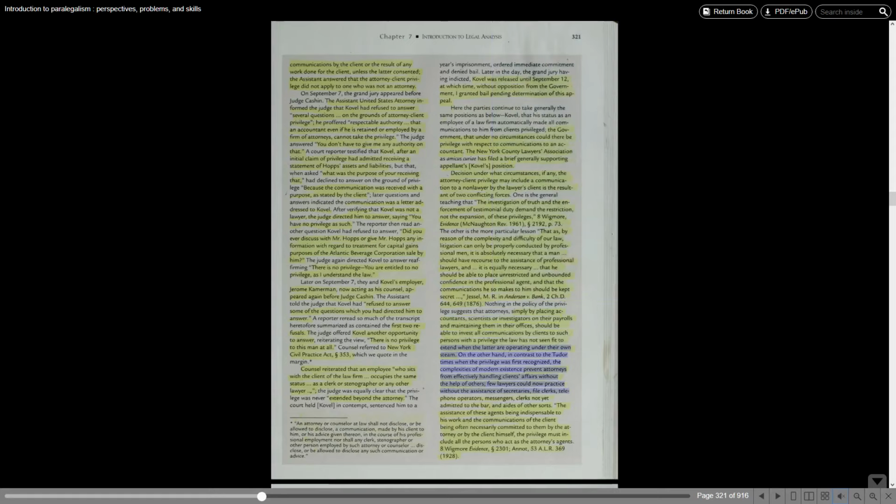On the other hand, in contrast to the Tudor times, when the privilege was first recognized, the complexities of modern existence prevent attorneys from effectively handling clients' affairs without the help of others. Few lawyers could now practice without the assistance of secretaries, file clerks, telephone operators, messengers, clerks not yet admitted to the bar, and aides of other sorts. The assistance of these agents being indispensable to his work, and the communications of the client being often necessarily committed to them by the attorney, or by the client himself, the privilege must include all the persons who act as the attorney's agents.